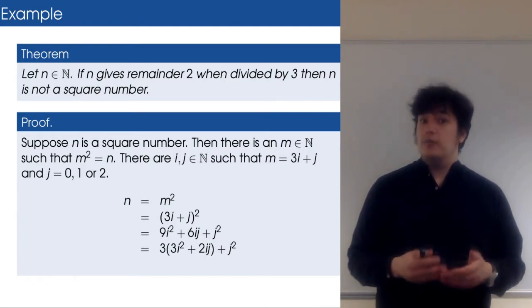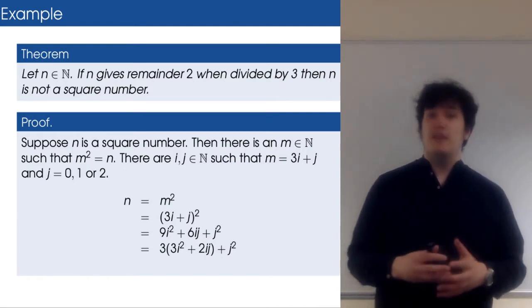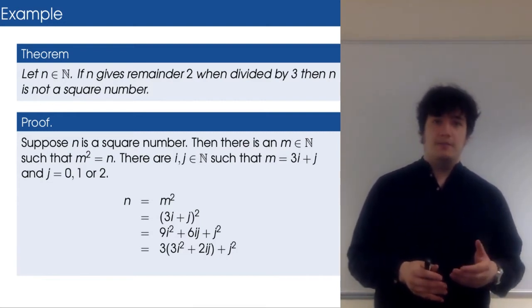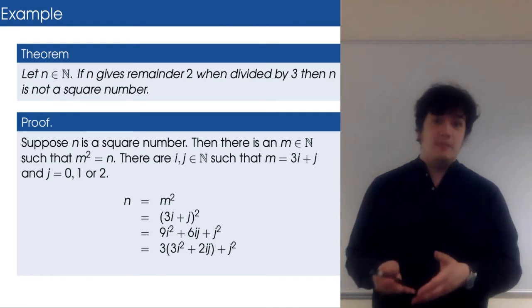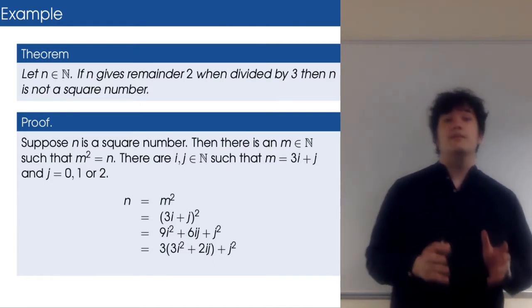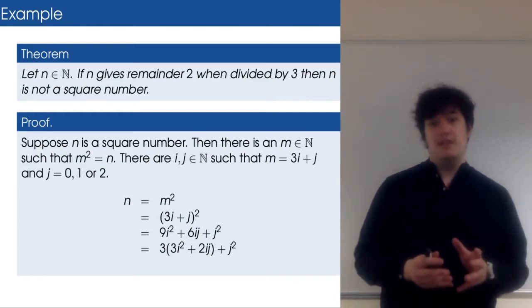Now let's actually try and prove the contrapositive using a different form of proof, in this case, a direct proof. Suppose n is a square number. This means that there's an m that when squared gives n. Now let's examine n in terms of its divisibility by 3. So this is what the i and j are saying.